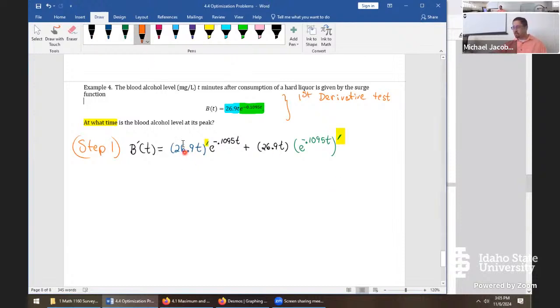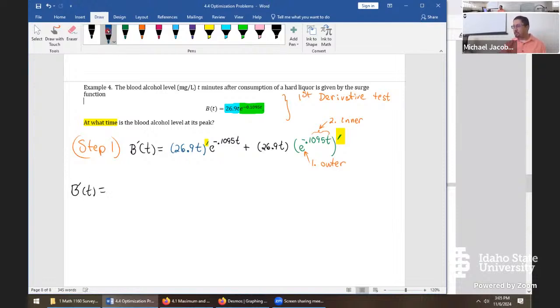Well, after the product rule, this one's not a hard derivative, it's just 26.9. But that one is, so let's again take a careful look at it. This part right here is the inner function. The base e exponential is the outer function. So now we're ready for our next step.